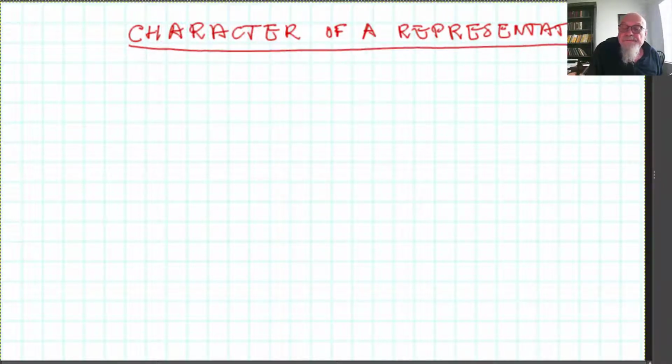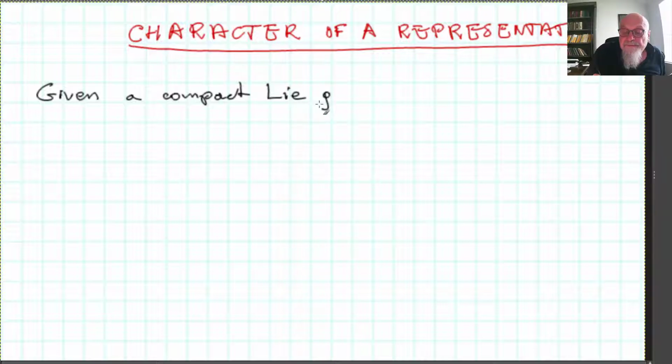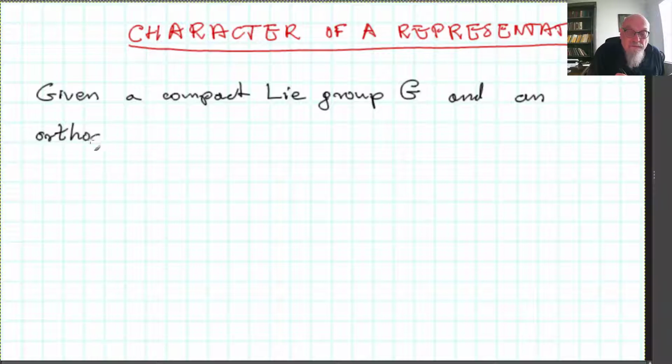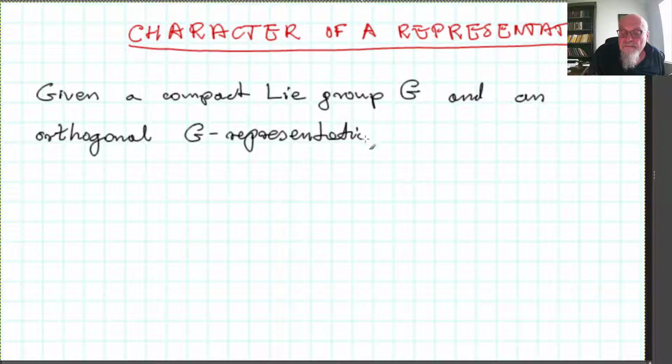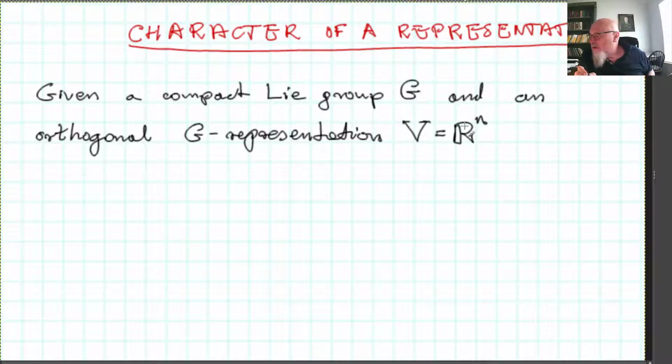And let me begin. So let's say, given a compact group G and an orthogonal G representation, and I call it V. Suppose that it's exactly R^n, so we have here an orthonormal basis, which gives us an isomorphism with the Euclidean space.